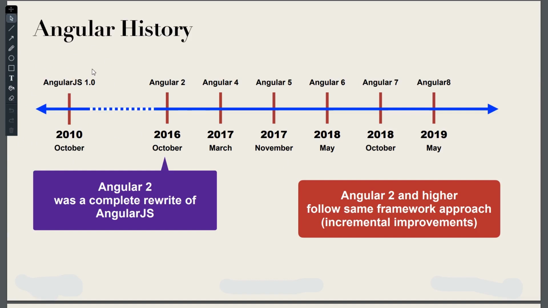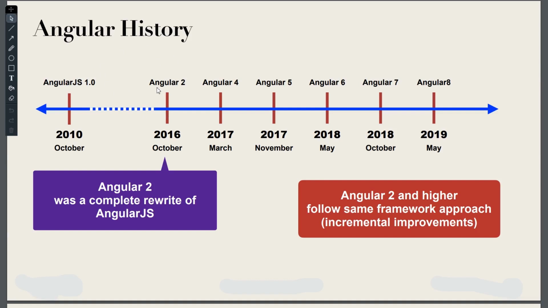But after some time, the Angular team developed Angular version 2. This is totally different from AngularJS. Angular 2 was a complete rewrite of AngularJS, which means there are many differences between AngularJS and Angular. If an interviewer asks whether AngularJS's next version is Angular, then you have to say no. AngularJS is totally different from Angular. This is known as the Angular history.